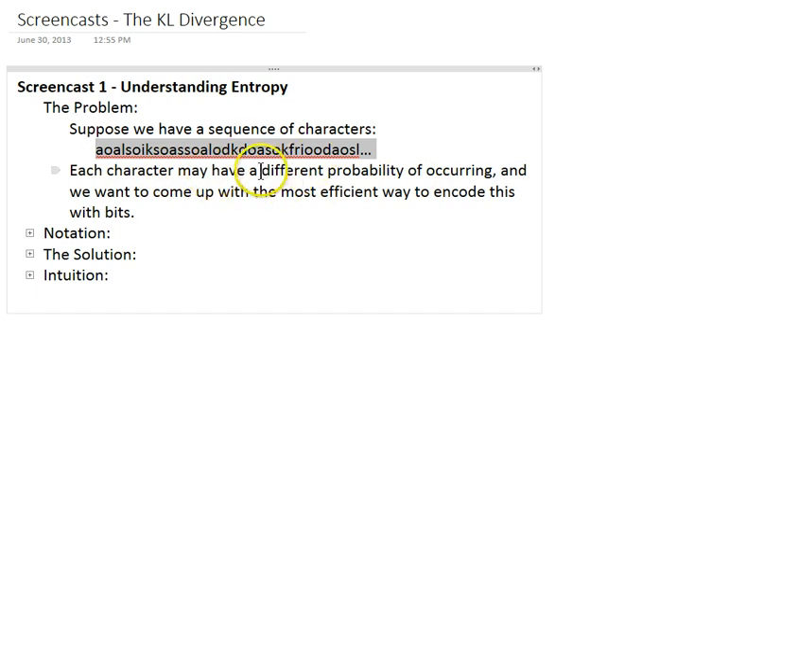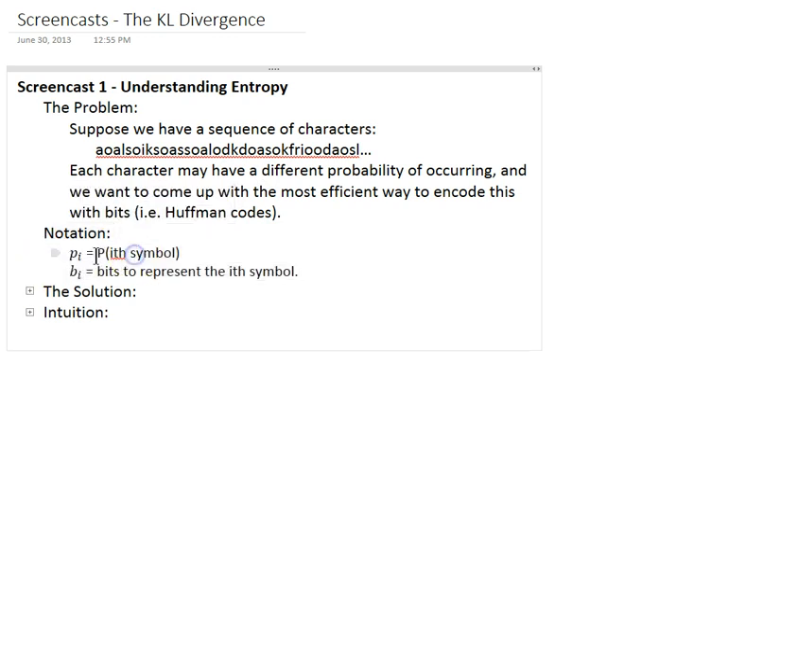occurs with a different probability. And we want to figure out the most efficient way of encoding this sequence of characters using sequences of bits for each character, right? So you might, i.e. Huffman codes, as an example. However, we're going to do the continuous case of this problem.